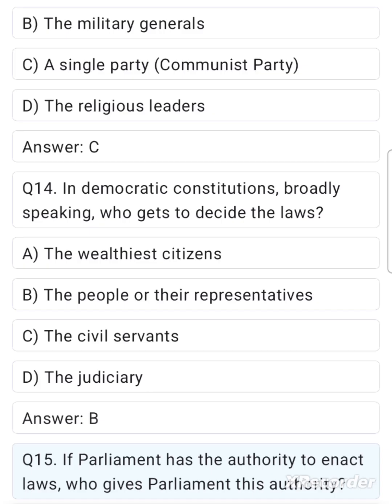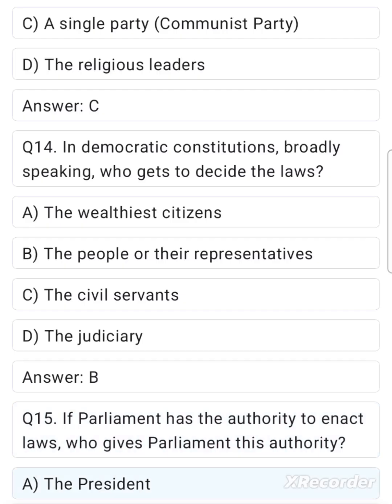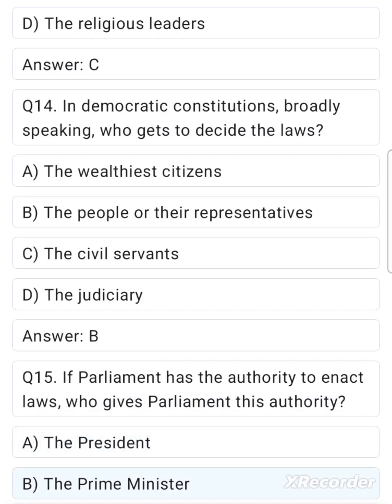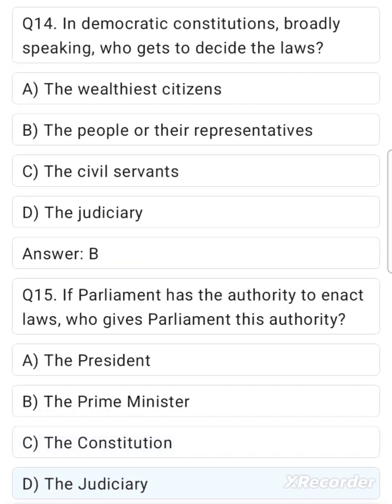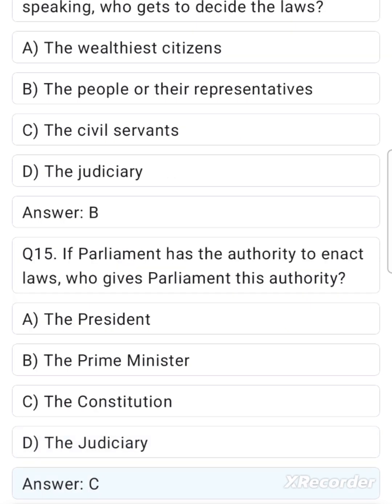Q15. If Parliament has the authority to enact laws, who gives Parliament this authority? A. The President. B. The Prime Minister. C. The Constitution. D. The judiciary. Answer. C.